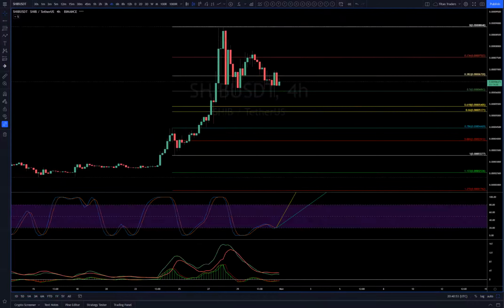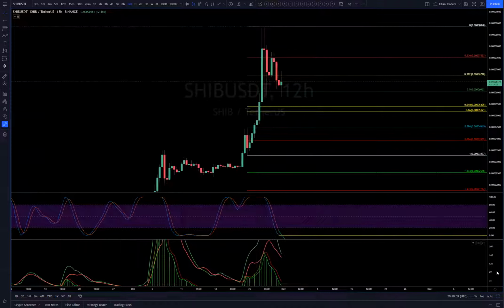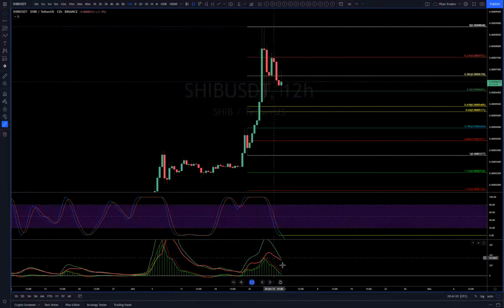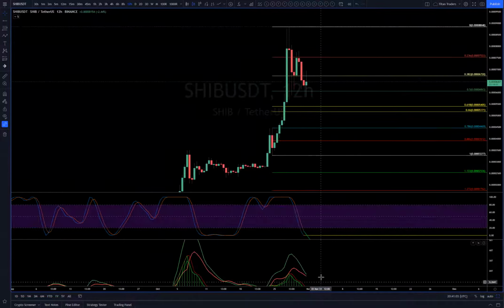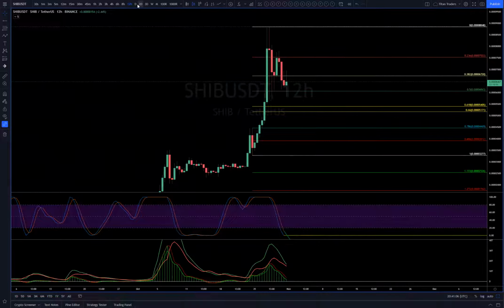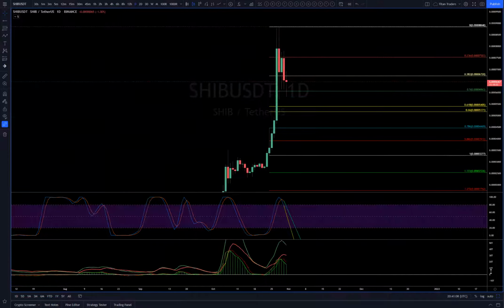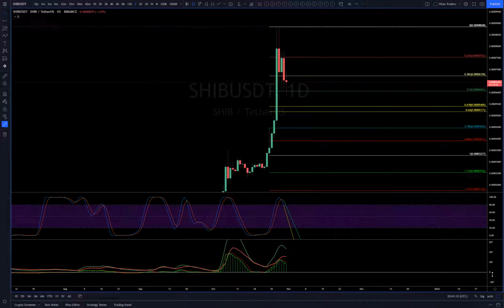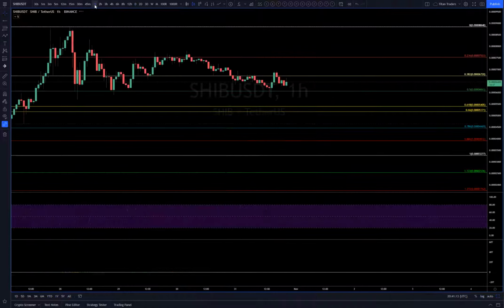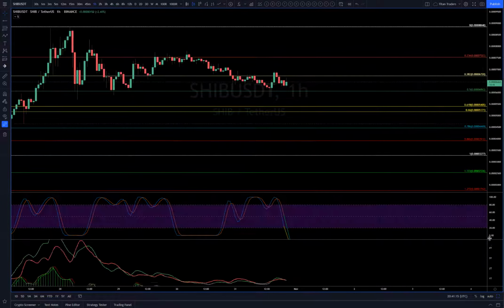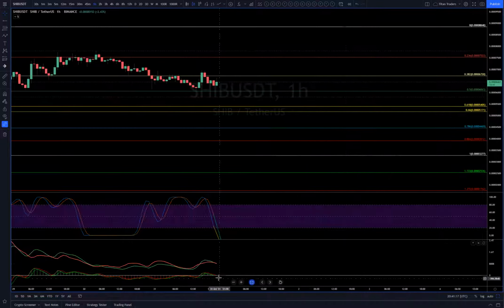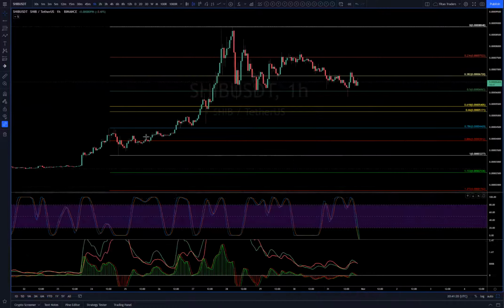For SHIB, not looking too hot on the 4 hour. Yes, there's more buys and sells, but it's declining. Same thing with the big long term. So that's why I wouldn't really want to be in SHIB anyway. Again, looking at the hourly, potentially moving down. So I wouldn't want to be in it at the moment.